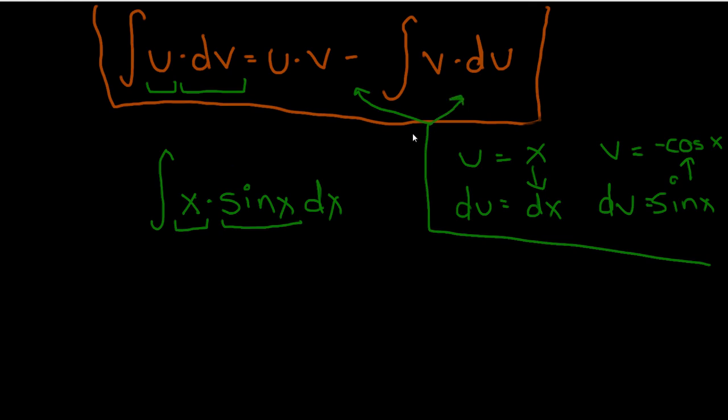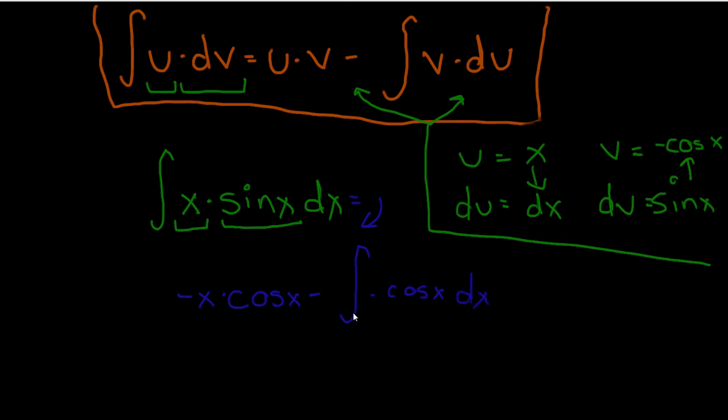Okay, so with that information, we see u times v. So this equals u times v, which is negative cosine of x times x. I'll move the negative in front. Negative x times cosine of x. Okay. Minus the integral of v, which is negative cosine of x, du, and we found out du equals dx, which is perfect.